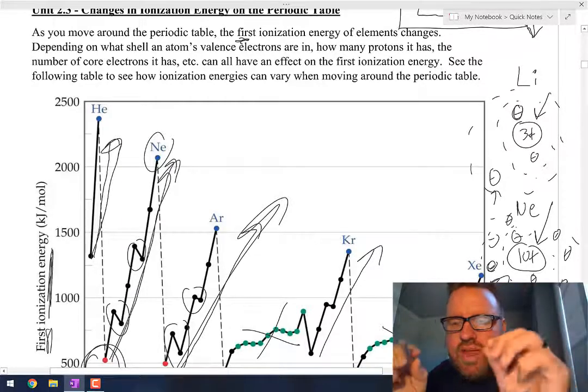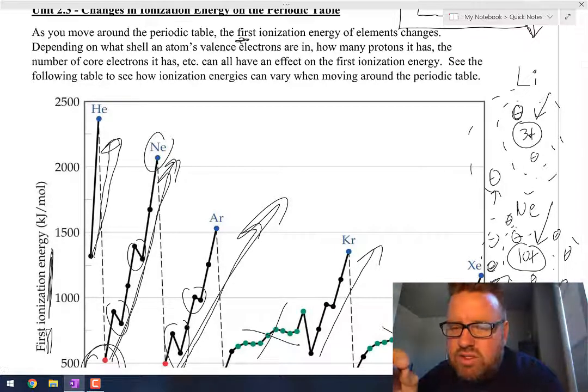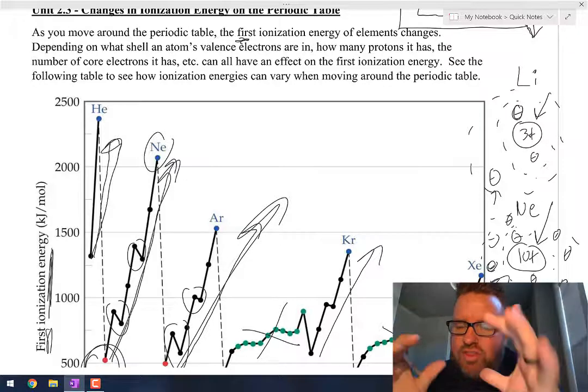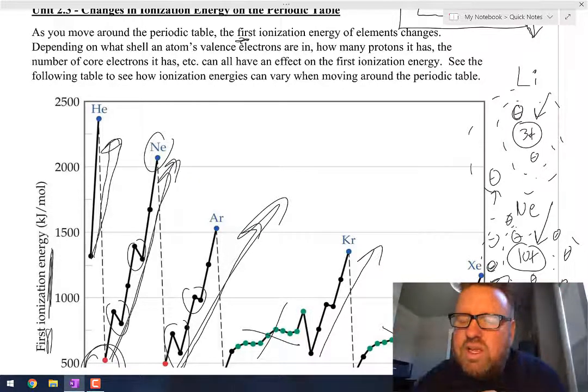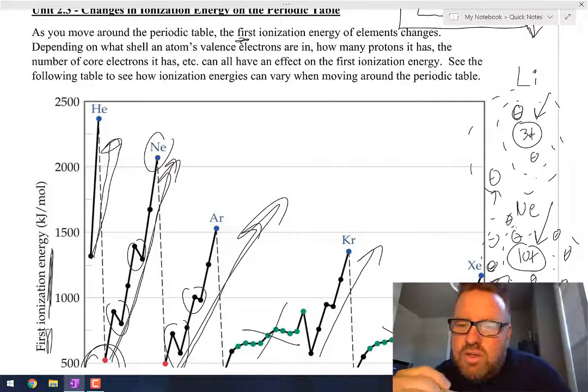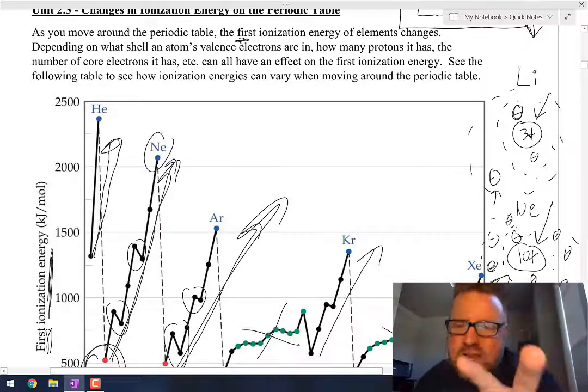So notice that lithium's valence electrons are in the second shell, and so are neon's, which means that their valence electrons, since they're in the same shell, are relatively the same distance from the nucleus. Not exactly, but relatively pretty close. Okay? So, let me summarize that again.